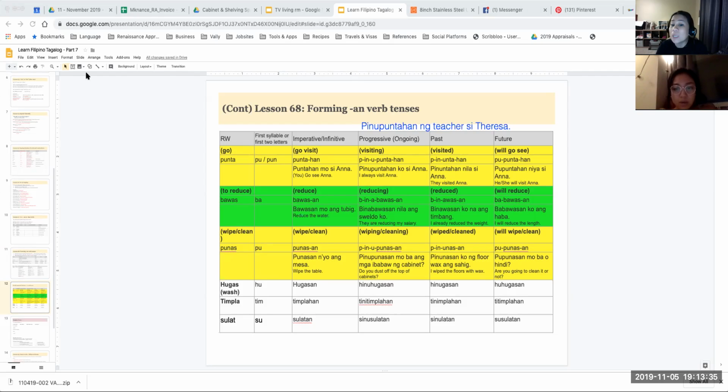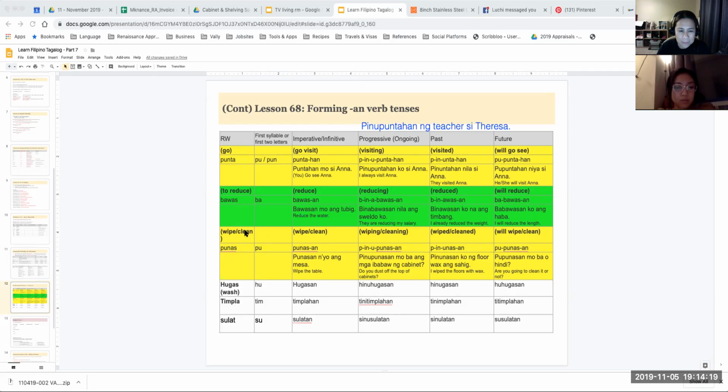All right. So what is our focus in this sentence? Binawasan ko na ang timbang. Ang timbang. What is timbang? The weight. The ko is I. I reduced. I already reduced the weight. All right. Next, will reduce. Babawasan ko ang haba. Next.